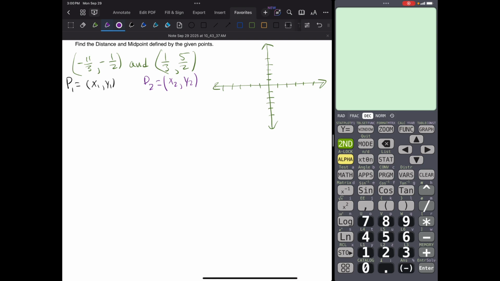So if I'm looking at point 1, -11/3. Well, I want to think about the remainder. The remainder is going to be 2/3. And the integer part is going to be what? 9/3. And 9/3 is going to give me 3. Okay, so I'm going to be at negative 3 2/3. So I got 1, 2, 3, and then 2/3. And so that's my -11/3.